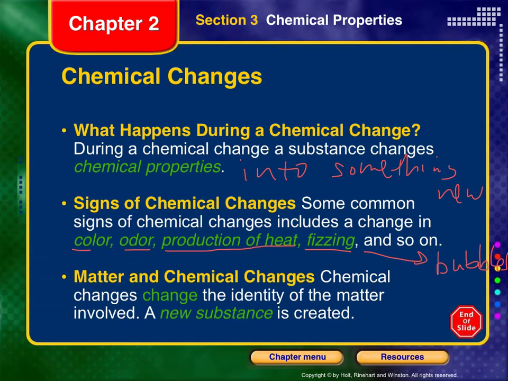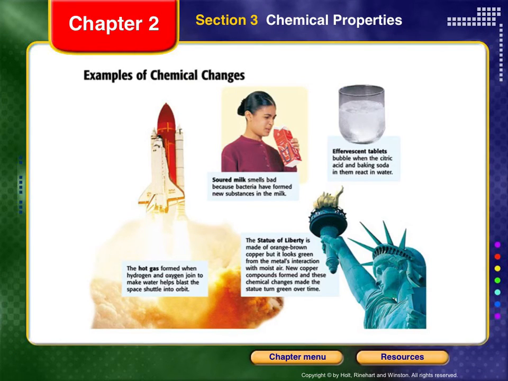Matter and chemical changes. So chemical changes change the identity of the matter involved. A new substance is created. So if you directly contrast that with physical change, there's nothing new created, right? When we took that can or the chalk I smashed with the hammer, we have the same substance, chalk, that's just been changed in its shape or its form or its structure. Nothing new is created. Whereas in a chemical change, we've got a completely new substance. All right, so here's some examples of chemical changes.